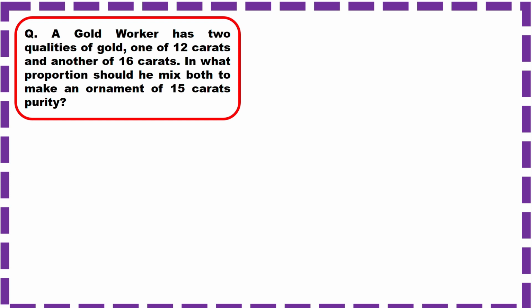So we discussed the general structure of the alligation method: the cheaper quantity comes on the left side, the quantity which is expensive comes on the right side, and in the center we have the average value, the mean value, right? In the same way here, out of 12 and 16 carats, which one is the cheaper one? I mean cheaper in the sense of the less qualitative product. 12, right? So 12 we will take on the left-hand side and 16 here. What is the mean value? 15. So just subtract: 16 minus 15, and 15 minus 12. This becomes 1 and this becomes 3.